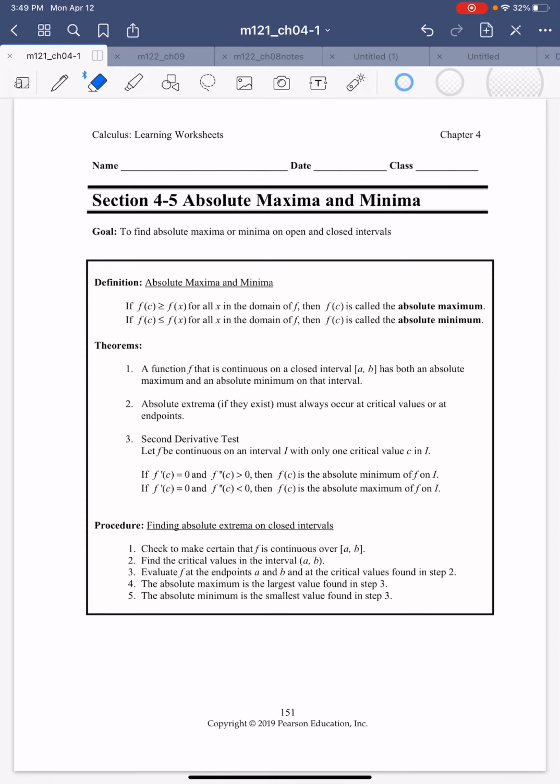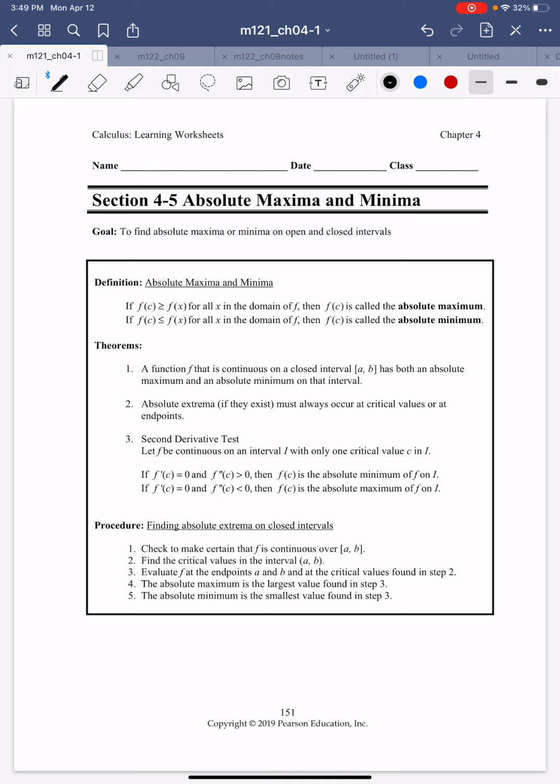In this video, we are going to go over section 4.5, absolute maxima and minima. The goal of this section is to find those 2 points, absolute maxima or minimum, on an open or closed interval. What is absolute maximum and absolute minimum? Well, absolute maximum is the highest point of our function value in any domain of x, versus absolute minimum is the lowest, smallest point of our function value in all of the domain of x.